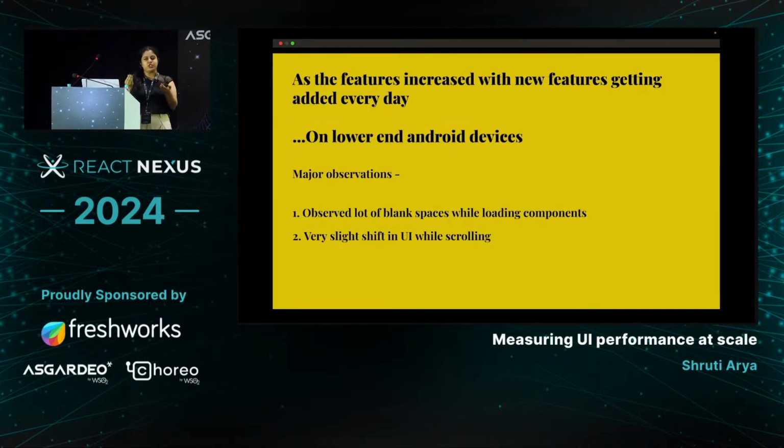So just imagine, you're scrolling. Again, this is on some very lower end Android devices. You'll probably not observe it on your high-end iPhones or any other Android device. So just imagine if you're scrolling and you're seeing that the components are slightly shifting up and down by 1 or 0.5 pixel. That's a very, very bad user experience, right?